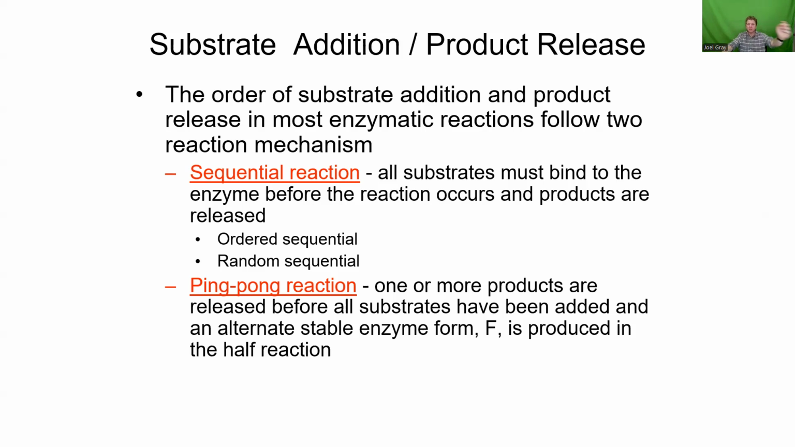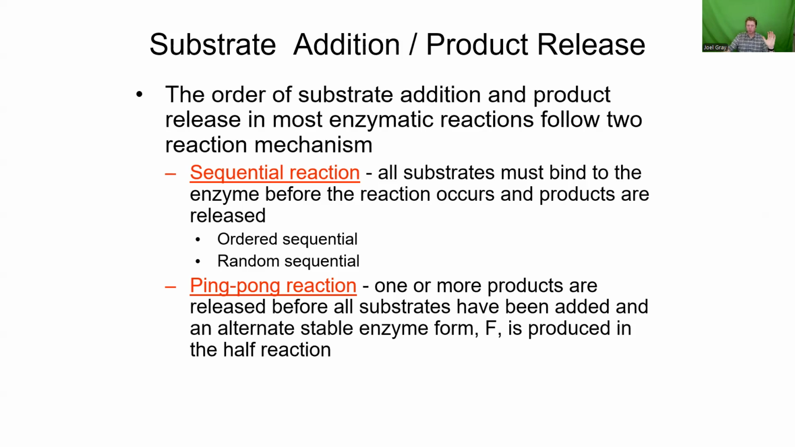Okay, so now let's go back to the sequential reaction. The sequential reaction has two different models. Either the sequence matters or it doesn't. Now, an ordered sequential reaction would be timing cube binds first, vitamin D binds second, every single time this reaction is completed. And then products are released in a particular sequence.